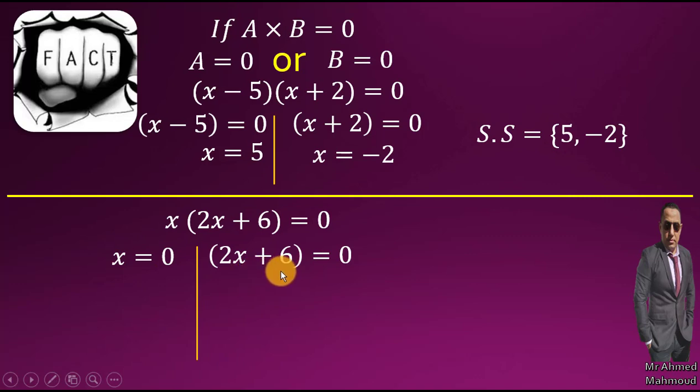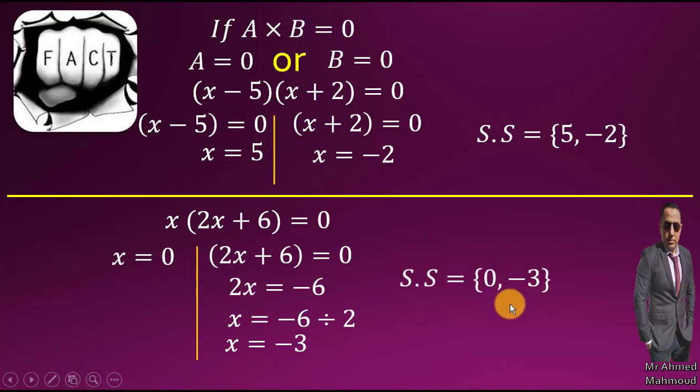And on the other side, 2x plus 6 equals 0. First, I'm going to send 6 to the right, to be negative 6, like this. 2x equals negative 6. Now 2x means 2 times x, so I'm going to send the 2 there as division. Negative 6 divided by 2, so x equals negative 6 divided by 2, which equals negative 3. So the solutions are 0 and negative 3.